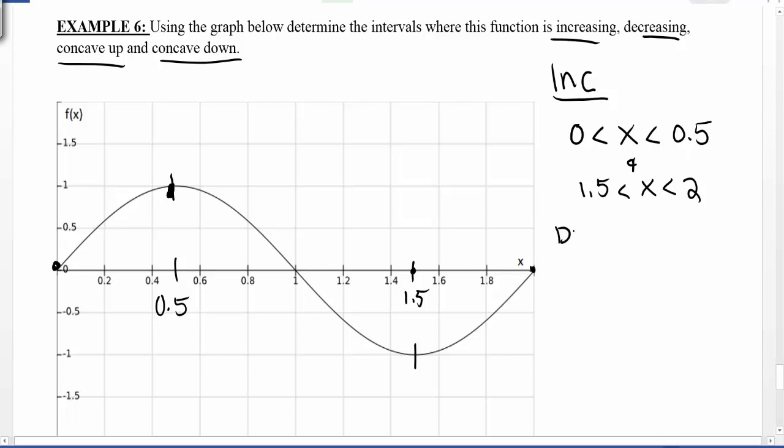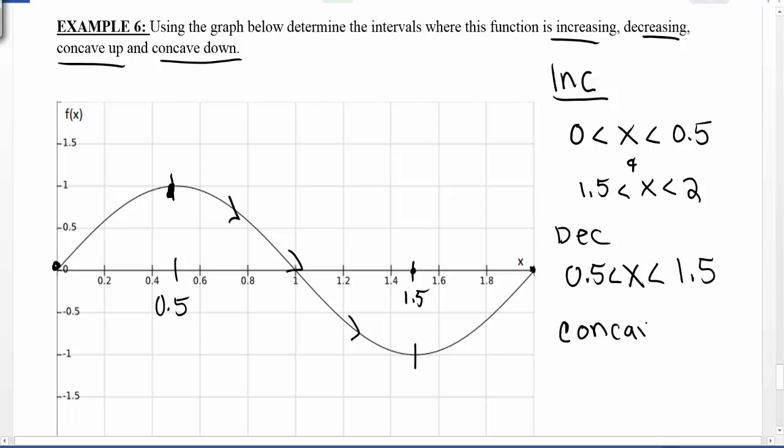So now we can say that we are decreasing from x equals 0.5 until x equals 1.5, because again, as we move from left to right, or our x values are increasing, our y values are decreasing. They're moving in the downward direction as we go from left to right. So now let's talk about the concavity.